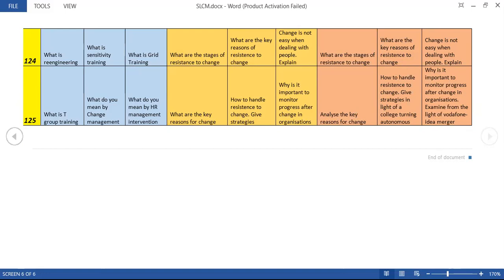There are different factors affecting change management. Then there is T group training. Then how can you handle resistance to change? You can use cooperative strategies. You can give them more awareness. You can help them to understand the need for change, and you can improve change management, and you can facilitate change management more easily.